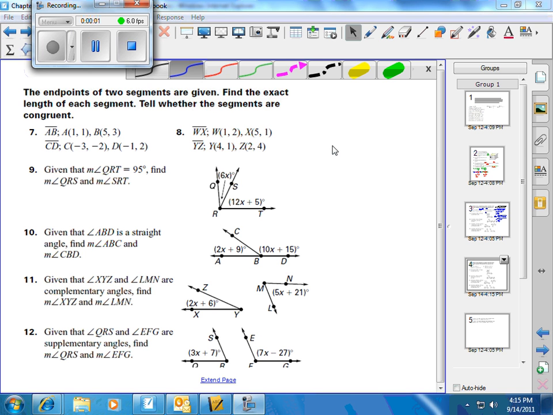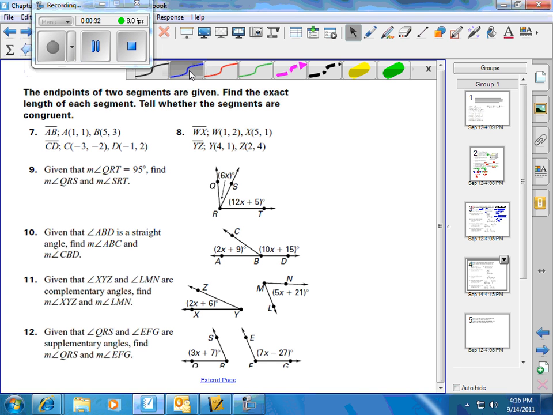For number 9, we're given that the measure of angle QRT is 95 degrees. Here's angle QRT. And we're asked to find the measure of angle QRS and SRT. Okay, so according to our angle addition postulate, we know that the sum of these two smaller angles here are equal to the larger angle QRT. So the expressions representing the angle measurements, the sum of those two has to equal 95.